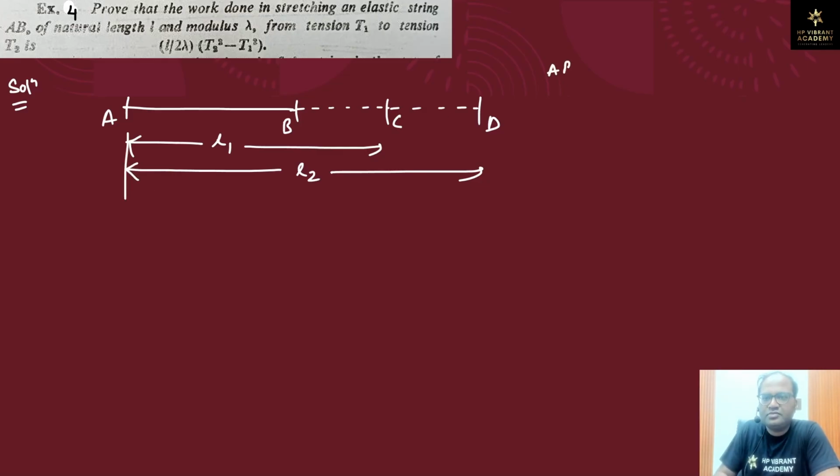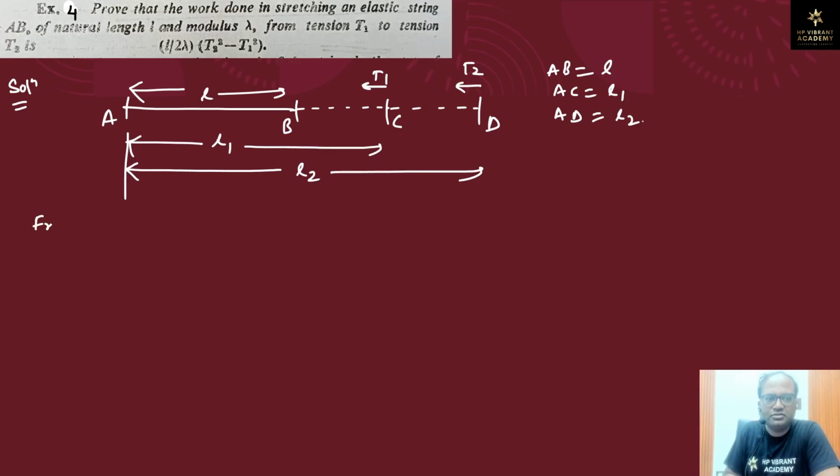Okay, so we have AB equal to L, AC equal to L1, and AD equal to L2. This is our natural length. And as per the question, the tension at point C, that is when the stretched length is L1, is T1, and the tension at point D, when the stretched length is L2, is T2.